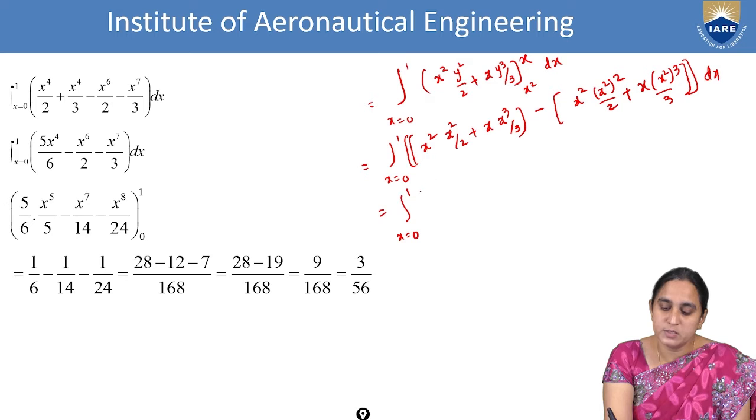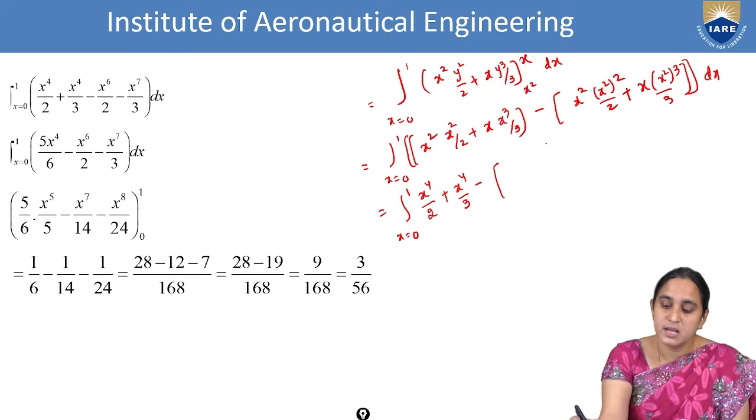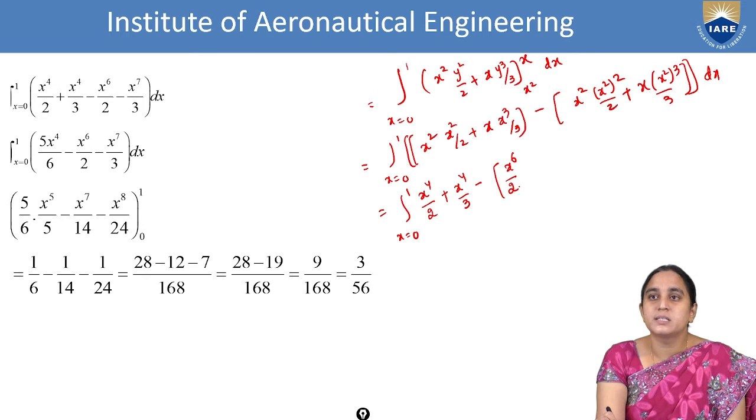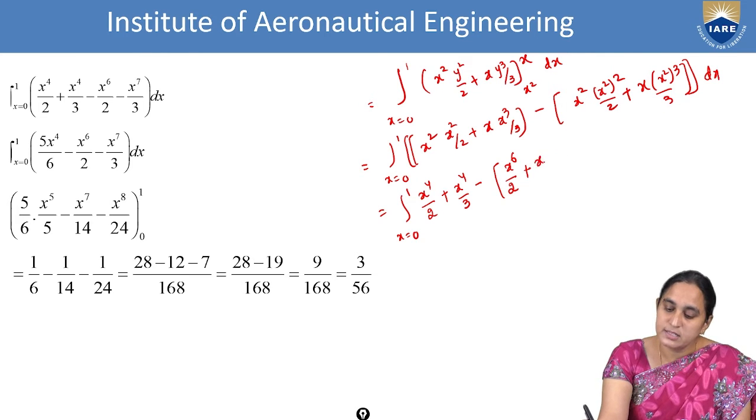x² times x² gives x⁴/2, plus x⁴/3, minus x² times x⁴ gives x⁶/2, plus x⁶ times x gives x⁷/3, dx.